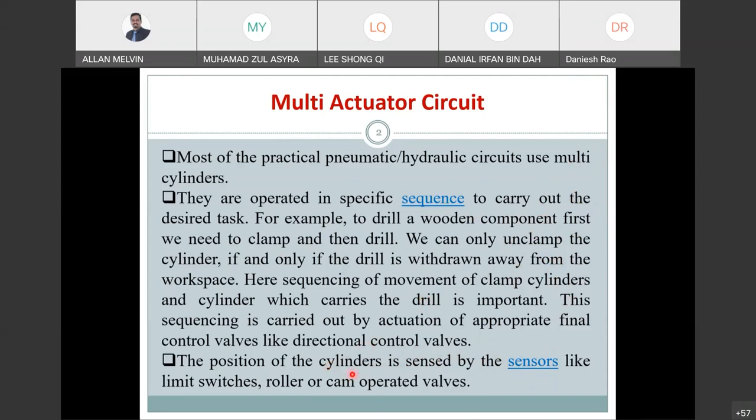The position of the cylinder is sensed by sensors like limit switches, rollers, or cam operated valves. For the end position of the cylinder, I think we have seen before we use the distance rule. So the distance rule is used to detect the end position, at which position the particular cylinder is. Based on that, you can use it. When the cylinder reaches a particular distance, it will activate another sequence. So normally it's like that.